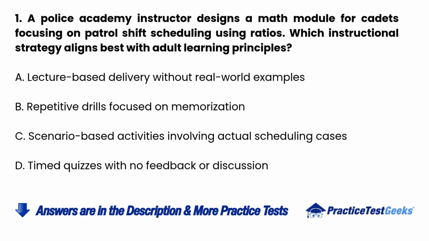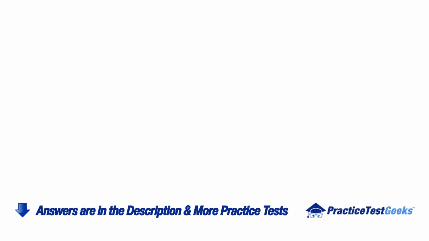1. A police academy instructor designs a math module for cadets focusing on patrol shift scheduling using ratios. Which instructional strategy aligns best with adult learning principles? A. Lecture-based delivery without real-world examples. B. Repetitive drills focused on memorization. C. Scenario-based activities involving actual scheduling cases. D. Timed quizzes with no feedback or discussion.